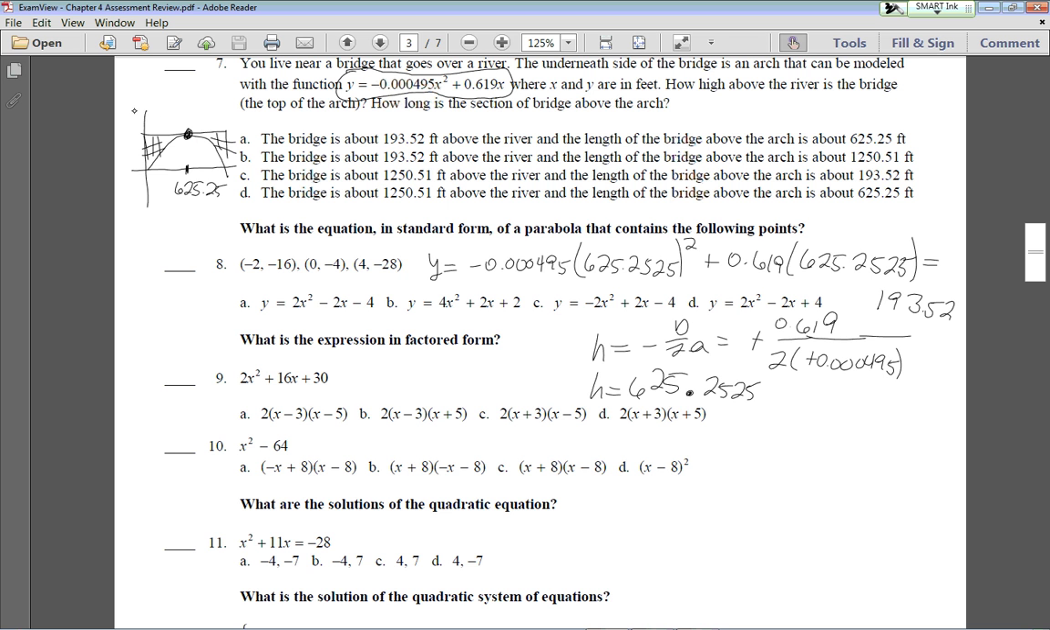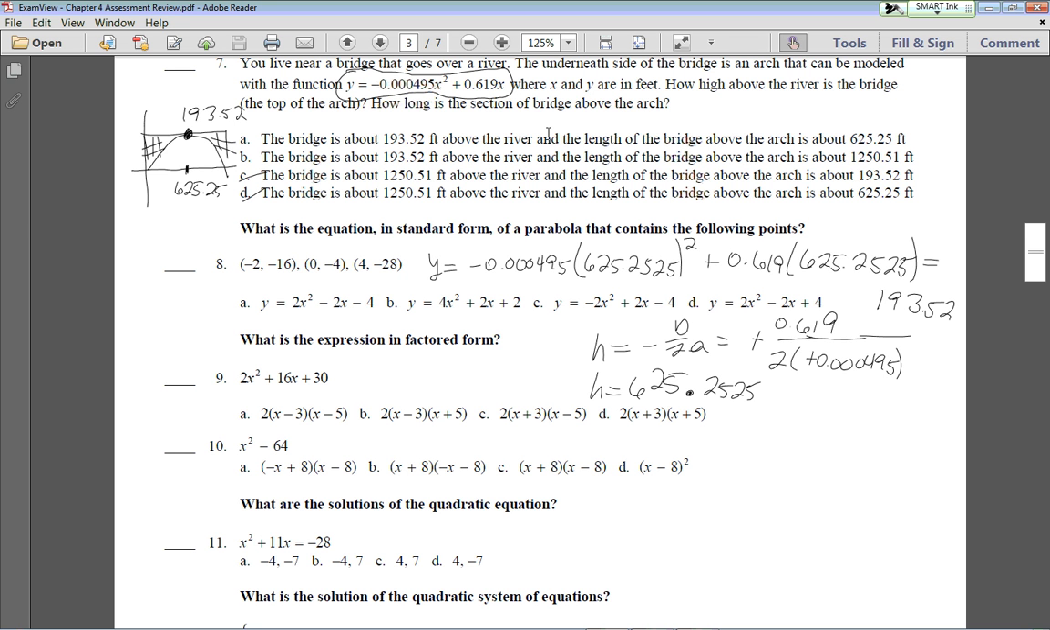So the height of our bridge, this point right here, the height of our bridge is 193.52 feet. So that rules out C and D immediately, because it says the height above the bridge is almost 1,300 feet, which is not. It's only about 200 feet above the river. All right, so that's how high the bridge is above the river.